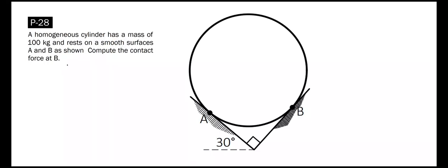We are given a homogeneous cylinder that has a mass of 100 kilograms and rests on smooth surfaces A and B as shown. We are tasked to compute the contact force at B. And to solve this problem, let's draw our reactions on the body. So this has a weight of 100 kilograms.